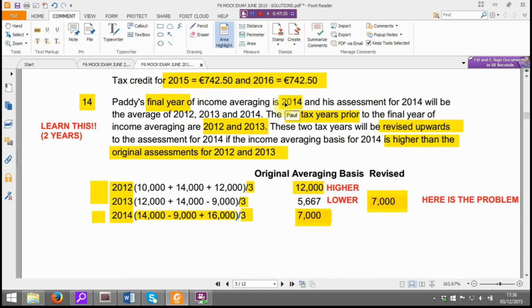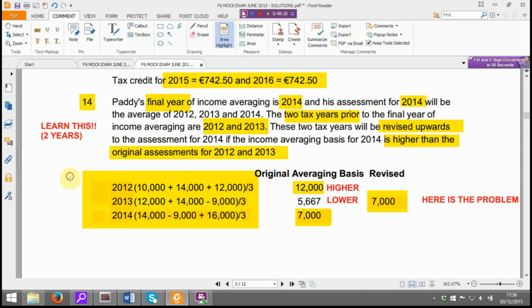As I said when we kicked off this question, we just take the average of the profits for those 3 years and divide by 3. If it's a loss, we just deduct that. That's what you'll see they've done down here. I'll come back to that in a second. So that's his final year, 2014, and it's certainly going to be the average of those 3 years, 2012, 13 and 14. And indeed, the 2 tax years prior to that will be the normal average as well. So you just go back 3 years. Okay, now what do you then do? Well, what they say is the 2 tax years prior to the final year of income averaging.